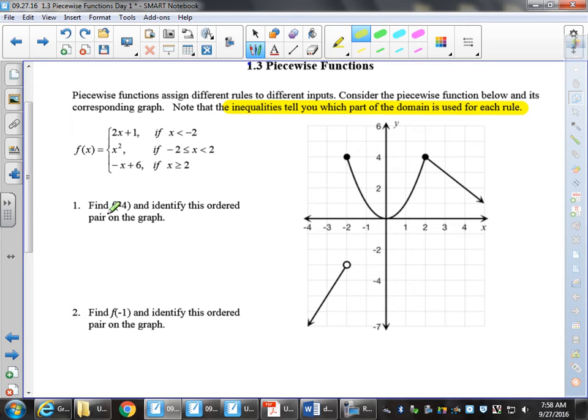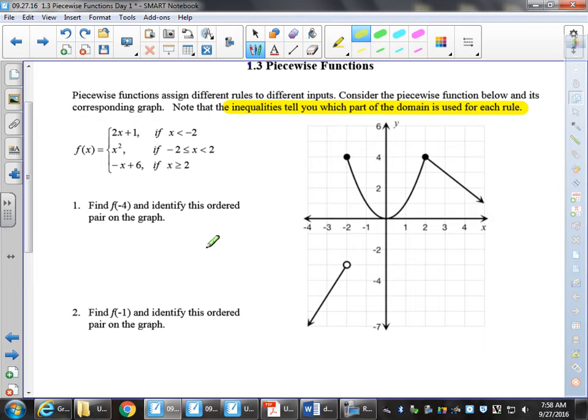So notice how number 1 says, find f of -4 and identify this ordered pair on the graph. Can I find f of -4 without the graph? Interesting question. Let me say it again. Can we find f of -4 without the graph? How, for those of you saying yes, how would you figure that out?